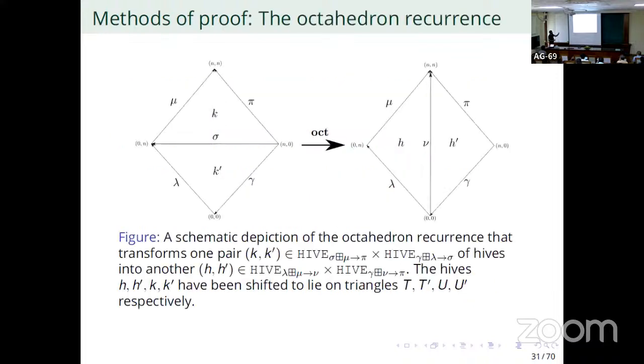So what is the Lipschitz function? The Lipschitz function comes from something called the octahedron recurrence. What you do is you put two Gelfand patterns here and here. You bend them to make them hives. Okay, so this is mu, this is nu.